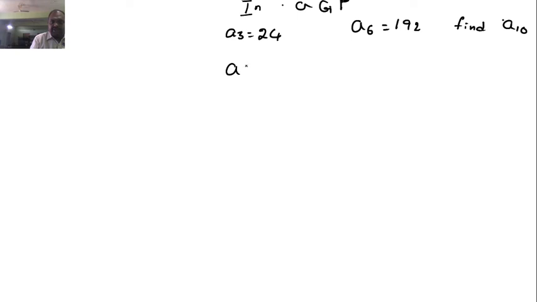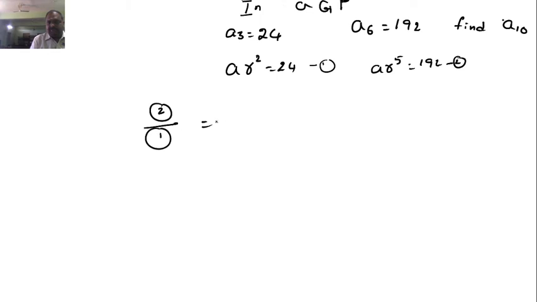A3 means ar square is equal to 24. Let this be equation 1. A6, ar power 5 is equal to 192, equation 2. So two terms are given, and we have to find the 10th term. Equation 2 by equation 1: ar power 5 by ar square is equal to 192 by 24.